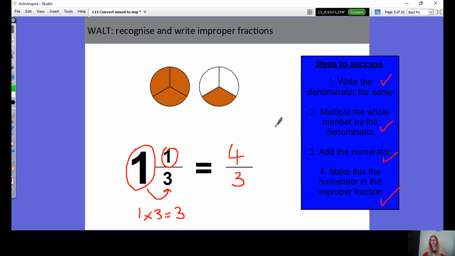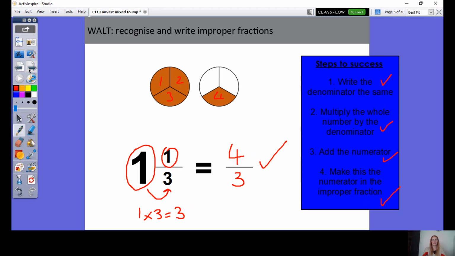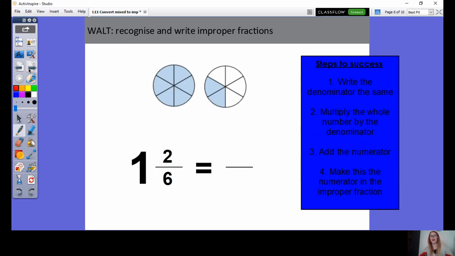So let's just check that I've got the right amount of parts. So 1, 2, 3, 4 thirds. Fantastic. So I know that's correct and it matches up. It's equivalent. Okay, let's do it again. So I'll try and help a little bit more this time. See if you can have a go at home.